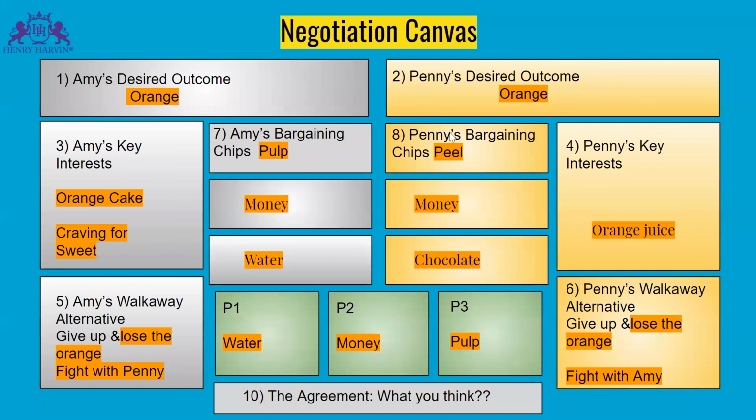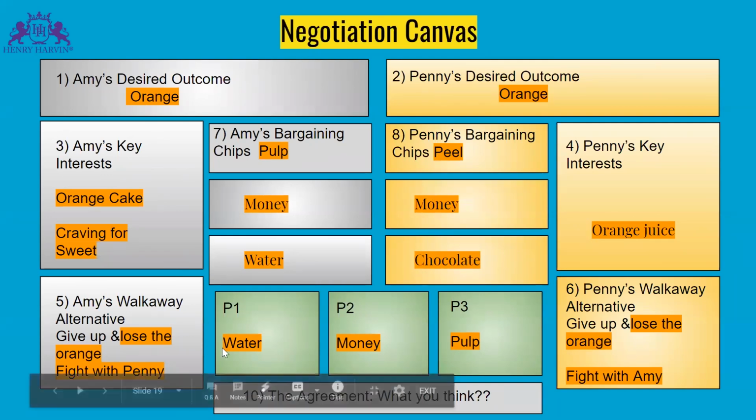Now, Penny says, okay, fine. So she wants to make an orange cake. So I can give her the peel. Or I can give her money to buy another orange. Or I can give her a chocolate because she's craving something sweet. Correct? Now, let us consider these aspects over here.